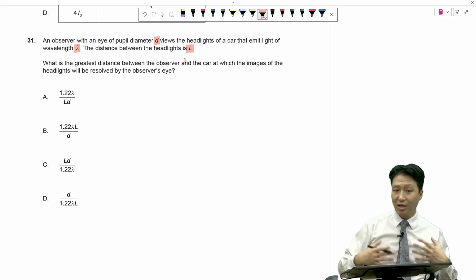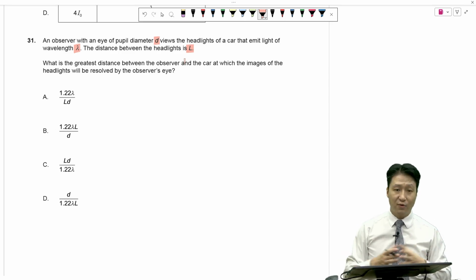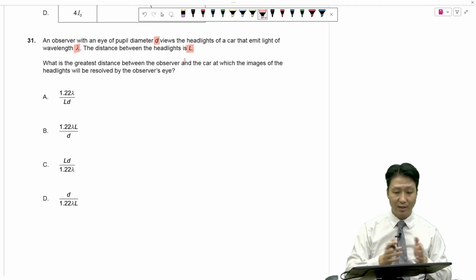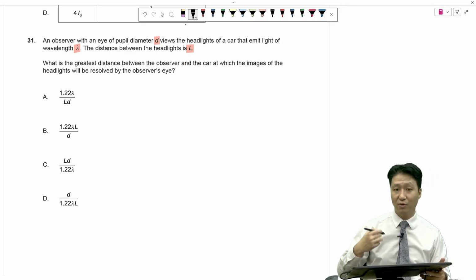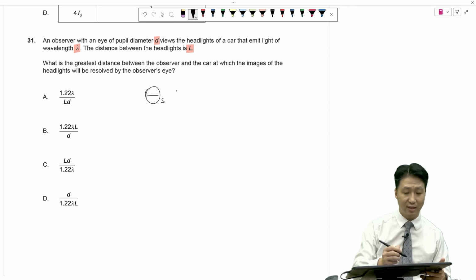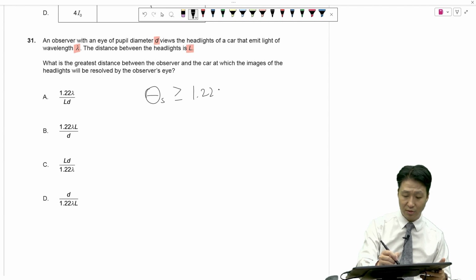So first, this is resolution, of course. It's a pupil, so it's a circular aperture, not slits. What you have to do is use the Rayleigh criterion, which is that the angular separation between the 2 points of light has to be greater than or equal to 1.22 times the angle to the first minimum.